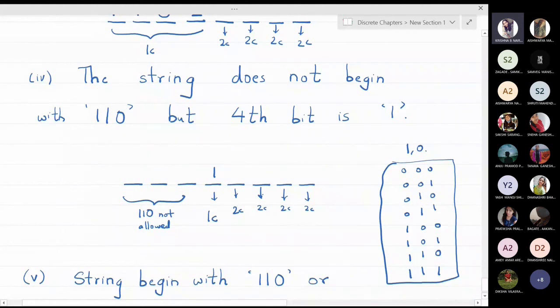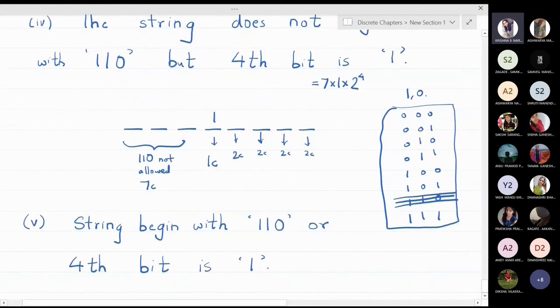Out of these 8 strings, we don't want the string 110. That means the number of ways that you can fill these first 3 places is 7 choices. Correct. So the total answer for this question will be 7 multiplied by 1 multiplied by 2 raised to 4. Okay, 7 into 2 raised to 4. That is the answer for the fourth question, where the string does not begin with 110 and the fourth bit is 1.